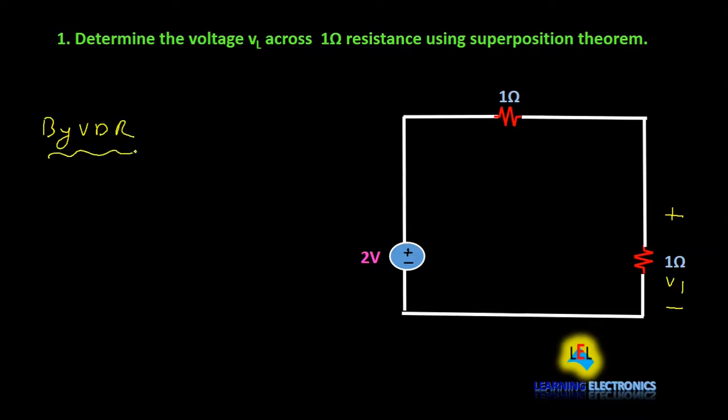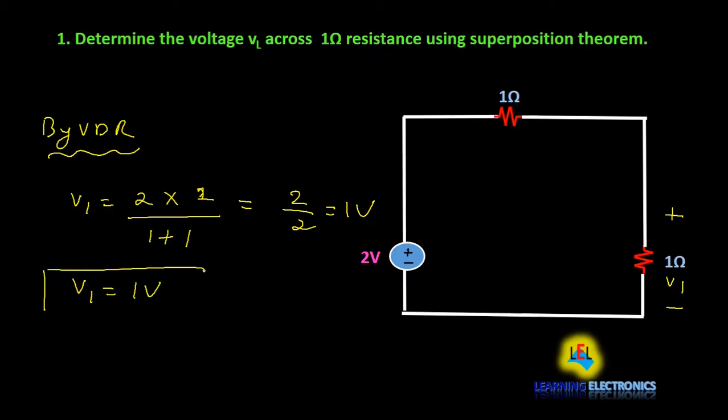So by voltage divider rule we can find out this voltage. V1 is equal to total voltage into that resistance, that is 1 ohm, divided by total resistance 1 plus 1. From here we get 2 by 2 is equal to 1 volt. So V1 is equal to 1 volt when 2 volt source is acting. Let this be equation number 1.